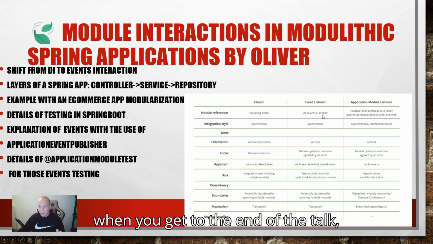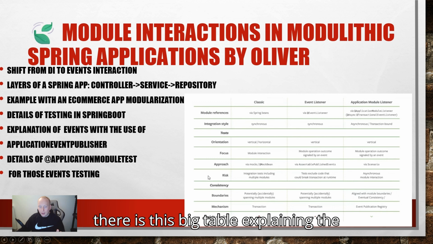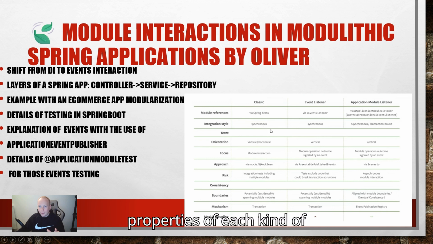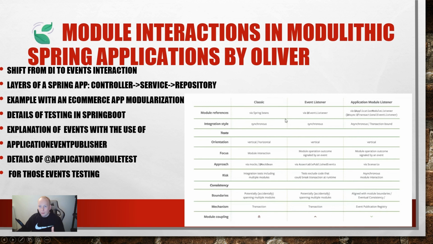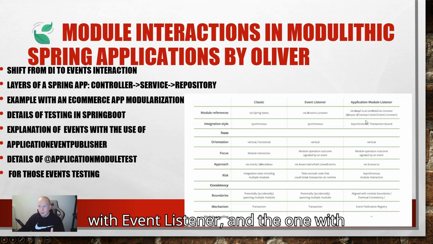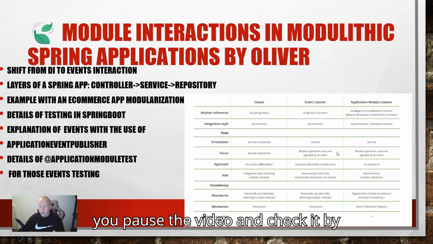And when you get to the end of the talk, there is this big table explaining the properties of each kind of application: the classic one, the one with event listener, and the one with application module listener. So I'll let you pause the video and check it by yourself.